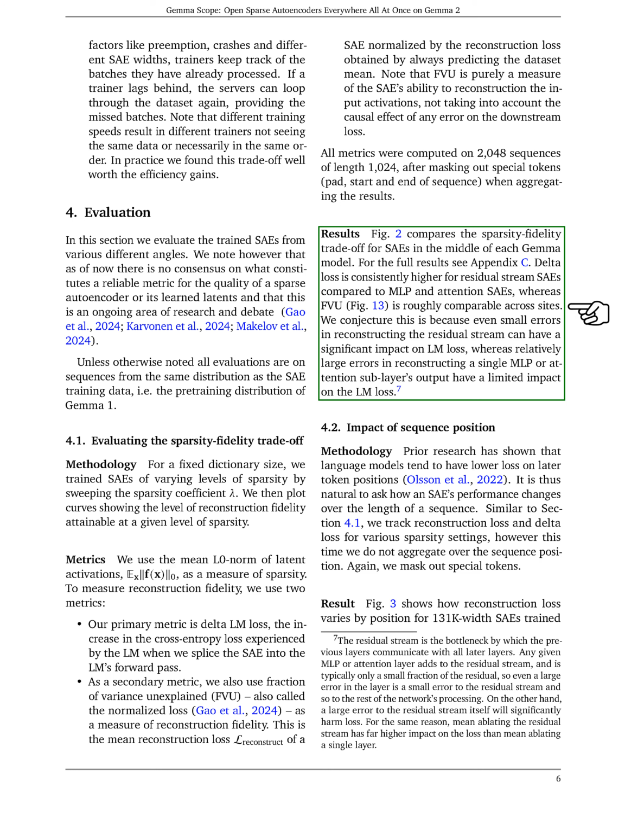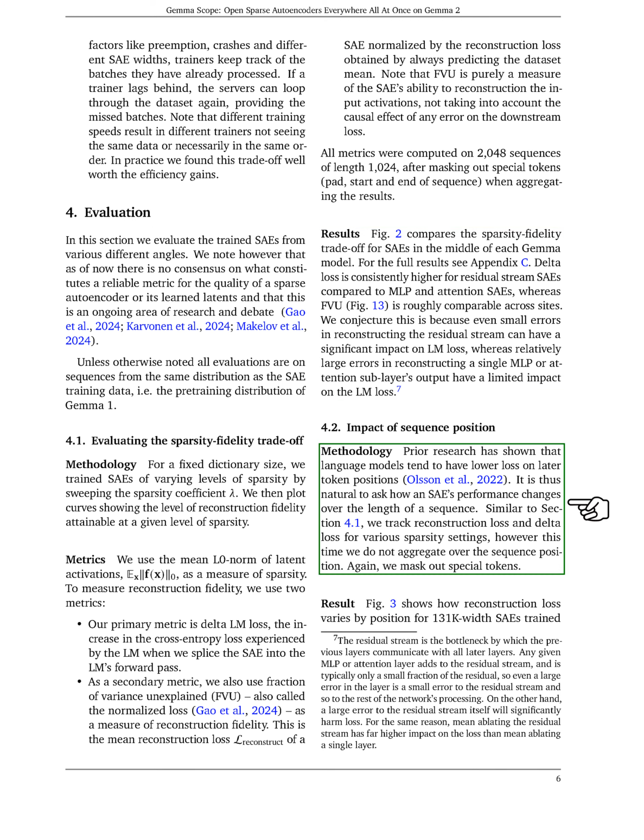Our results indicate a trade-off between sparsity and fidelity for SAEs in the middle of each Gemma model. We found that delta loss is consistently higher for residual stream SAEs compared to MLP and attention SAEs, while the FVU is roughly similar across sites. We hypothesize that even minor errors in reconstructing the residual stream significantly affect language model loss, whereas larger errors in reconstructing outputs from MLP or attention layers have a limited impact.